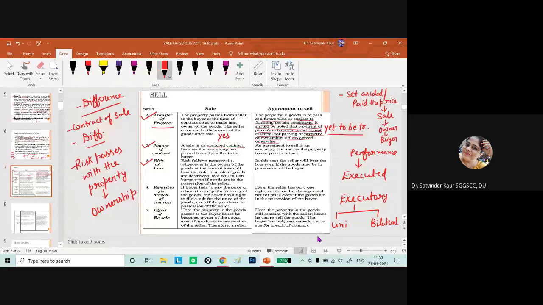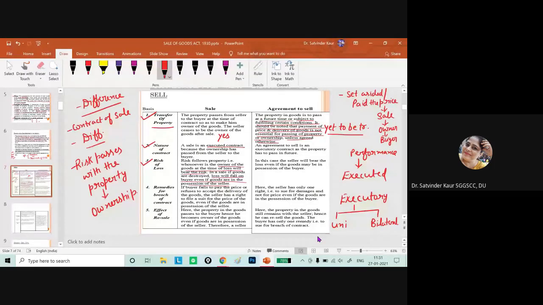So it says that risk follows property. Whosoever is the owner of the goods at the time of loss will bear the risk. So in this particular situation, who is the owner? Buyer. So the buyer will bear the risk. So in case of sale of goods, the goods are destroyed, the loss will fall on the buyer even if goods are in the possession of the seller. So even though I have left the goods at the seller's place, still the buyer is going to bear that loss. So risk of loss is with the buyer in case of sale.